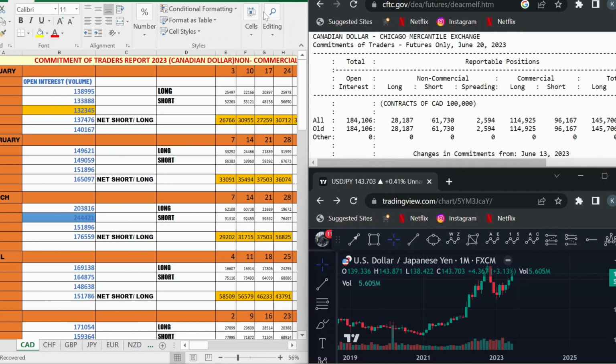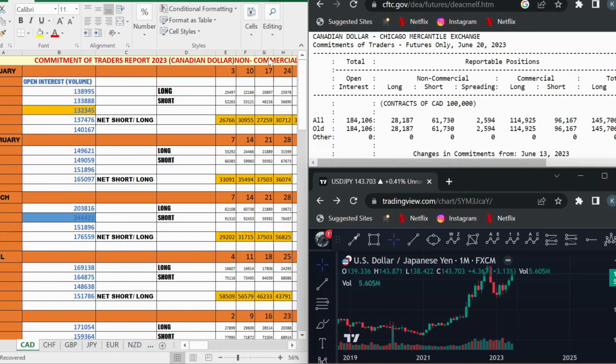And when I talk about buyers and sellers, these are only non-commercial traders, and these are the large hedge funds and large corporations who trade very big lot sizes. So these are the people who follow the trend, and we want to know what they are doing, where they are placing their money, to get a feel of the market sentiment.